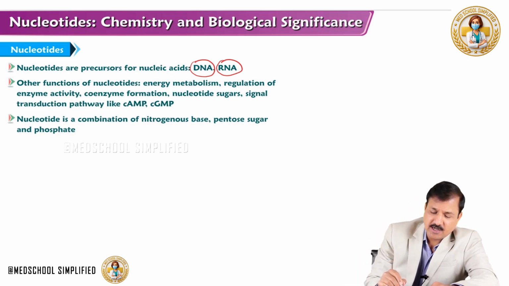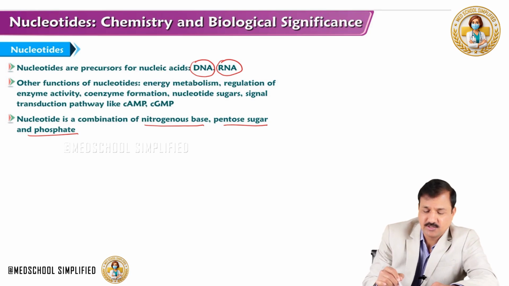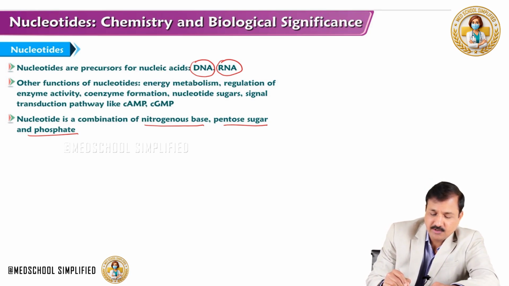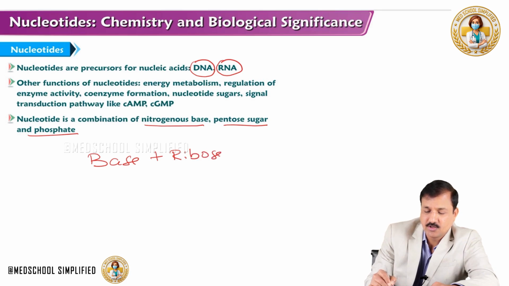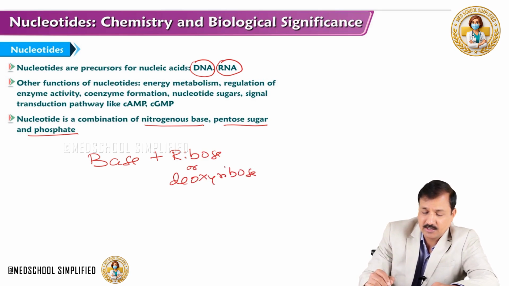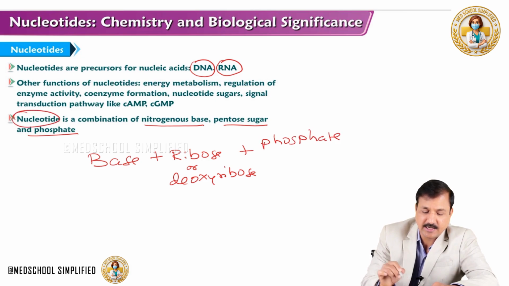Now, a nucleotide is a combination of nitrogenous base, pentose sugar, and phosphate. That's what a nucleotide is. So to make a nucleotide, you need a nitrogenous base, and then you need a pentose sugar. Usually the pentose sugar is a ribose, or it can be deoxyribose, depending on whether it is RNA or DNA that we are getting into, and it will have phosphate. This is what a nucleotide is.